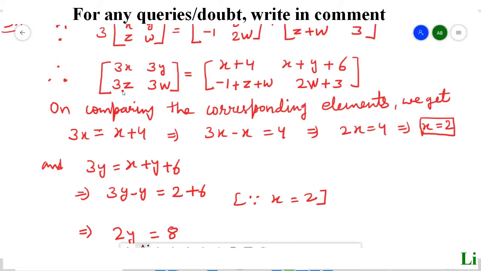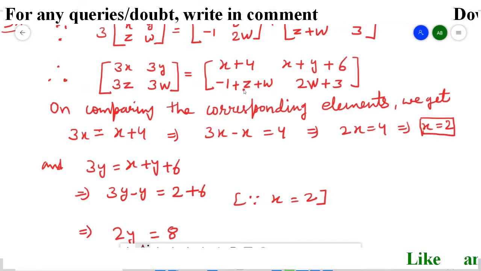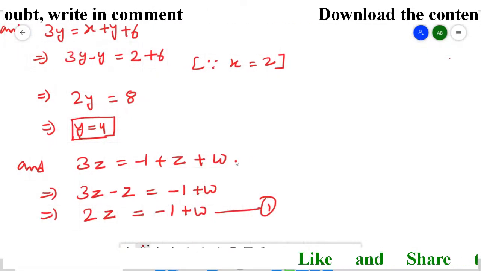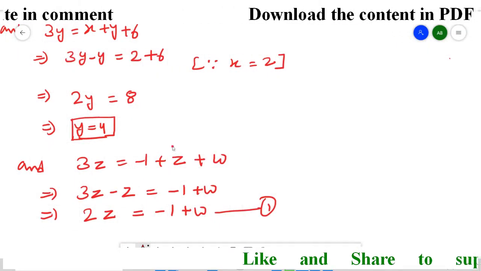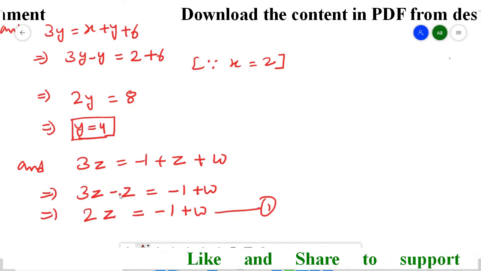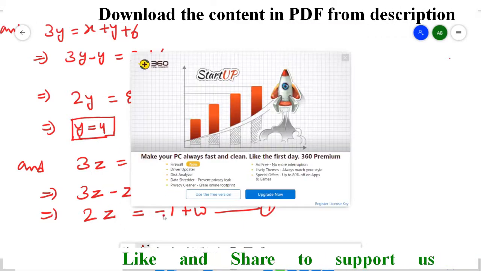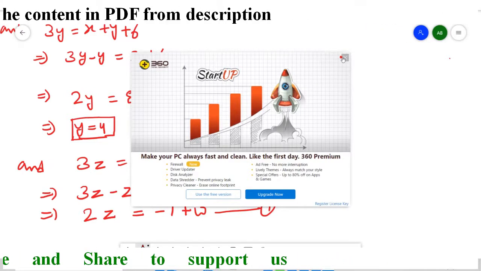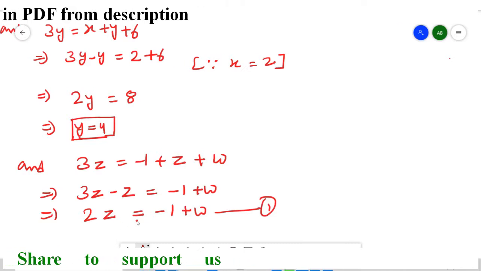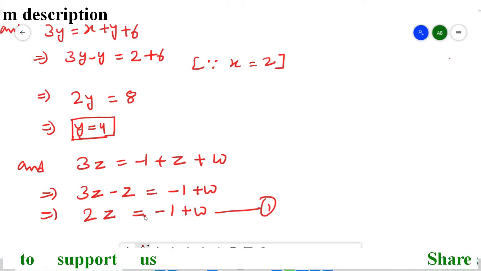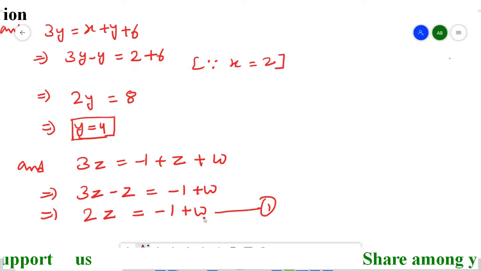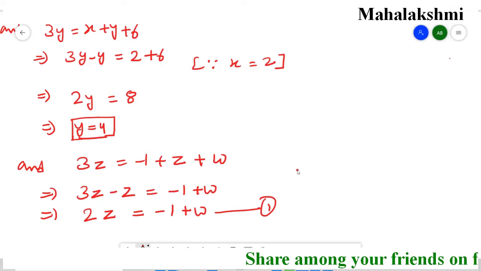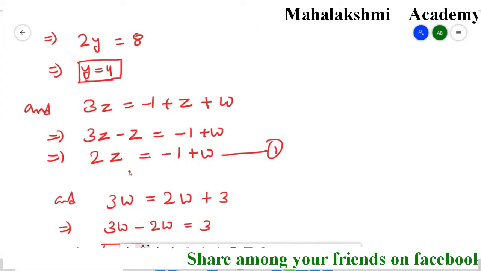We have to find the equation, that is 3z is equal to minus 1 plus z plus w. So that gave us this equation. Now from here z we will shift here. So I shifted and we got 2z equal to minus 1 plus w. Since we don't know the value of w as well as z, we cannot substitute to solve it further. So we'll call it equation 1 and we'll leave it.